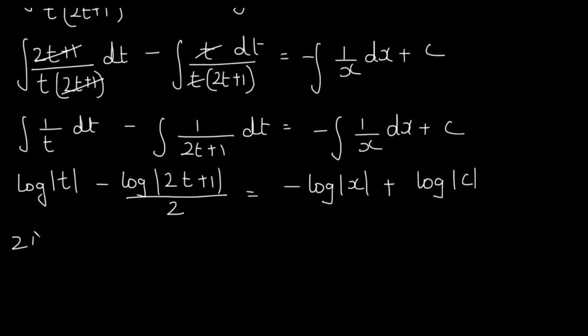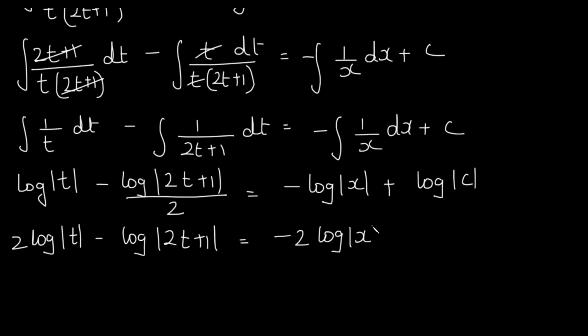So we get 2 log t minus log of 2t plus 1 is equal to minus 2 log x plus 2 log c. So thus we eliminated the denominator from here.